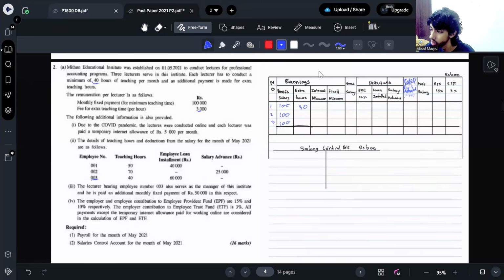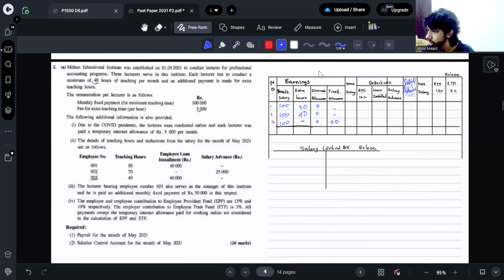30 extra hours, 30 into 3, 90. Employee 3 didn't work for any extra hours, 0. Internet allowance: every lecturer gets an internet allowance of 5,000 during the COVID period. And employee 3 gets a fixed allowance of 50,000 for working as a manager.